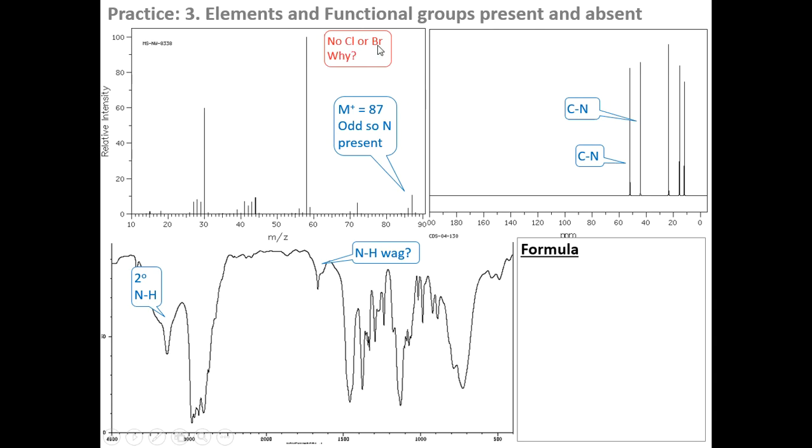So we know there's no chlorine or bromine because there is no distinctive pattern. Make sure you explain that pattern, that isotopic pattern, 2 units apart. And then supported by, there's no real sharp absorption peaks here for an RX. So there's not that much we can say.